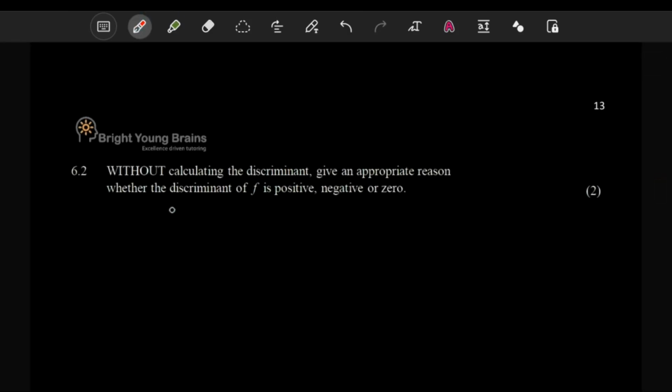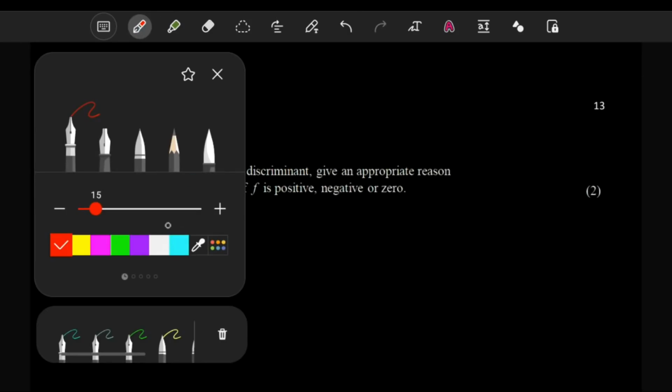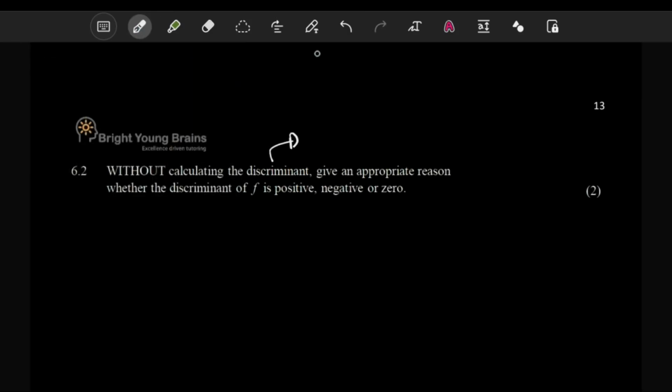It says here, without calculating the discriminant. So remember, the discriminant is this thing here. What is the discriminant? It's delta, it's b squared minus 4ac. They said without calculating the discriminant, you should give an appropriate reason whether the discriminant of this is positive, negative, or 0. That's for 2 marks. Without calculating it, you should give an appropriate reason of whether the discriminant is going to be a positive number, a negative number, or 0.